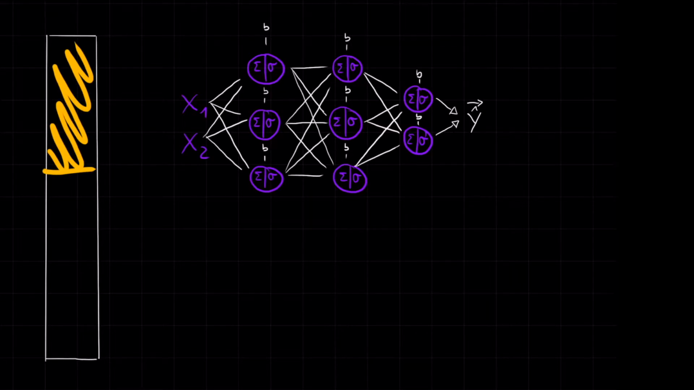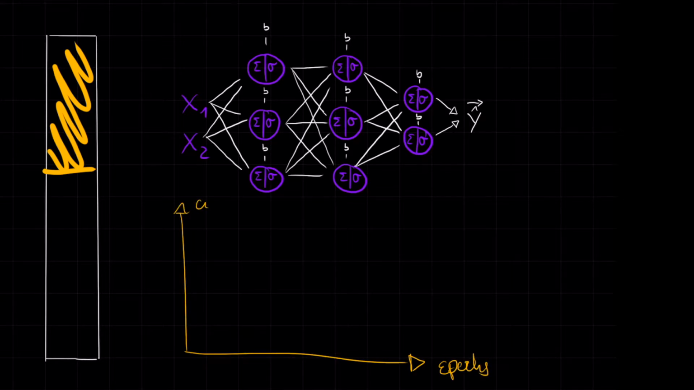And then after the network has trained, we can look at its accuracy. So here is epochs, and here is accuracy. And maybe it looks something like this. And maybe we're happy with that value here. And so the impression is we trained a good model.